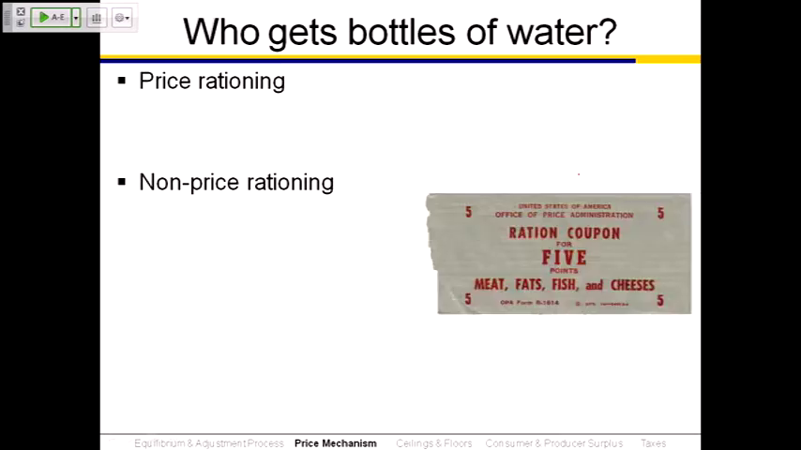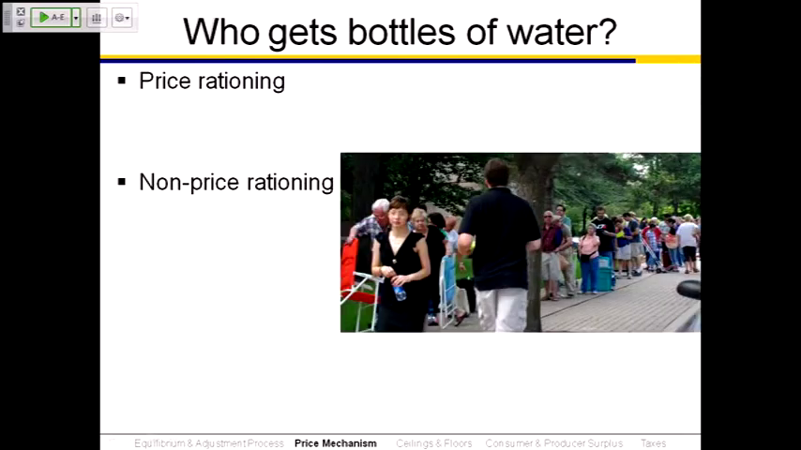One is from the war, World War II. There were rationing coupons. If you wanted to get meat, fat, fish, or cheese, or milk, or sugar, or anything else, you needed not just money, but you needed a rationing coupon as well. A non-price rationing mechanism. Another non-price rationing mechanism is queuing, lining up in a line.